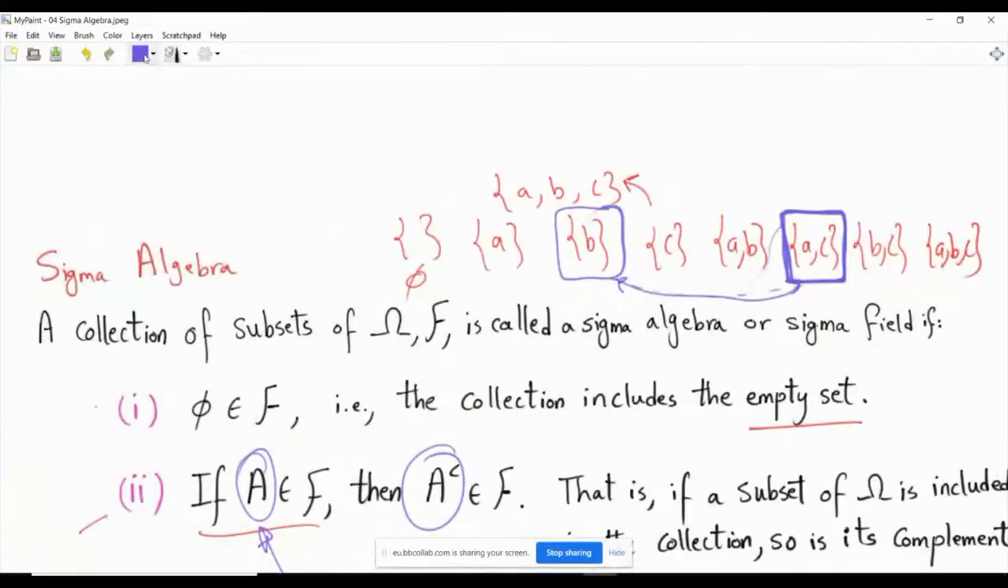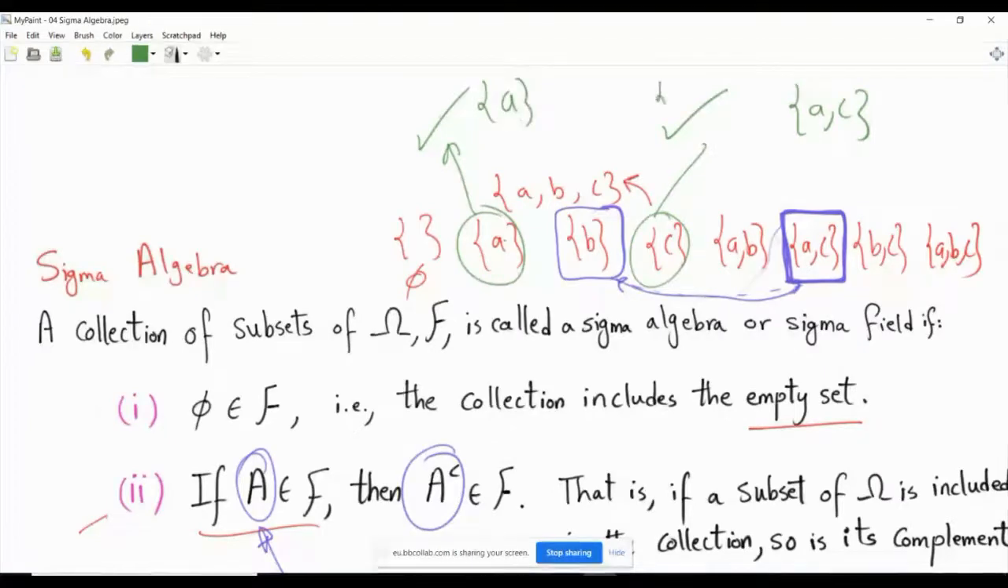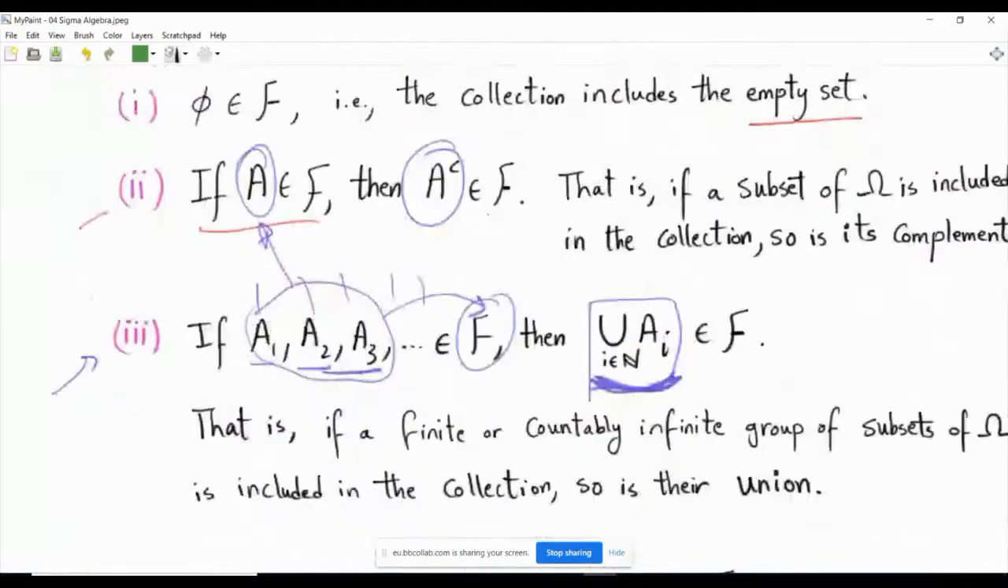So in other words, let's go here. If you decide, say, I will take this in F, and I will take this in F, I will choose the singleton subset containing the element A and the subset containing the element C. Then you are under obligation to take AC, which is the union of these two. So if you take A and if you take C, there is no way around it, you need to take their union. And this is basically how we define the sigma algebra.